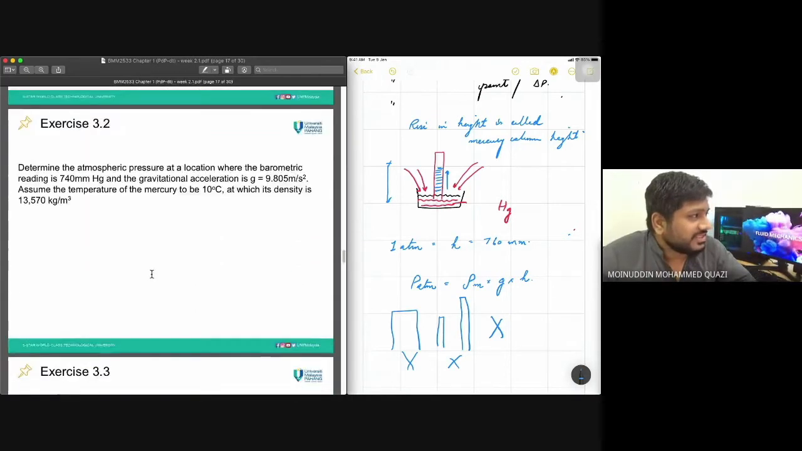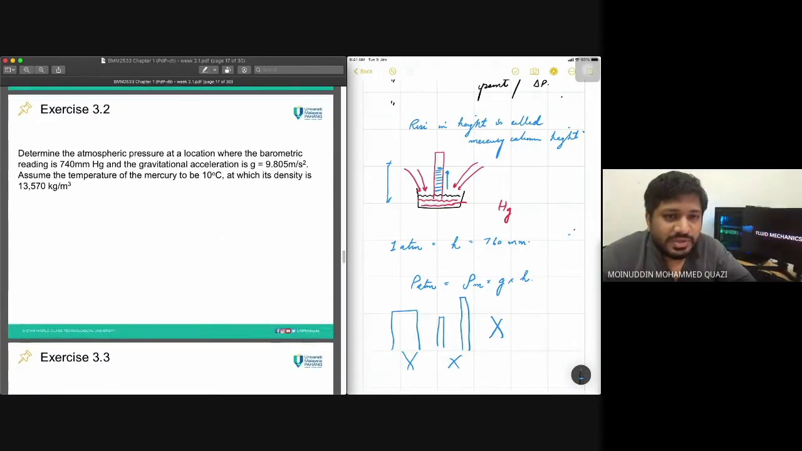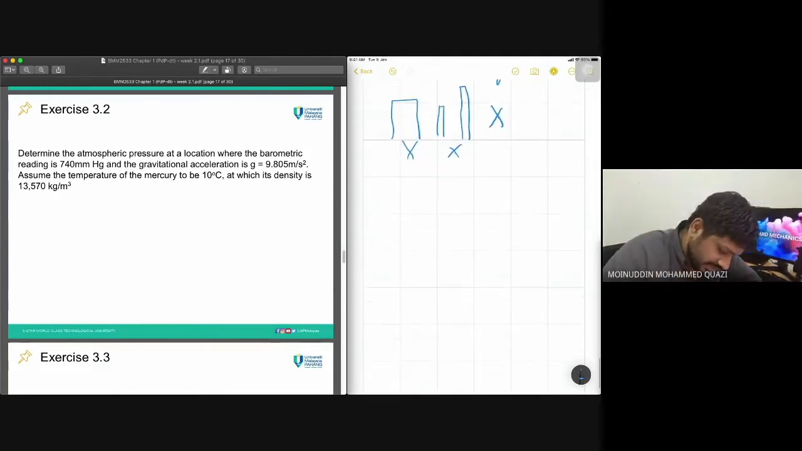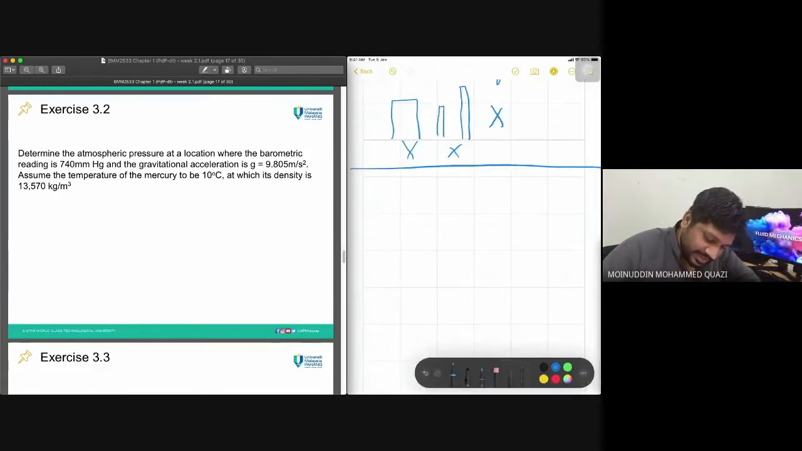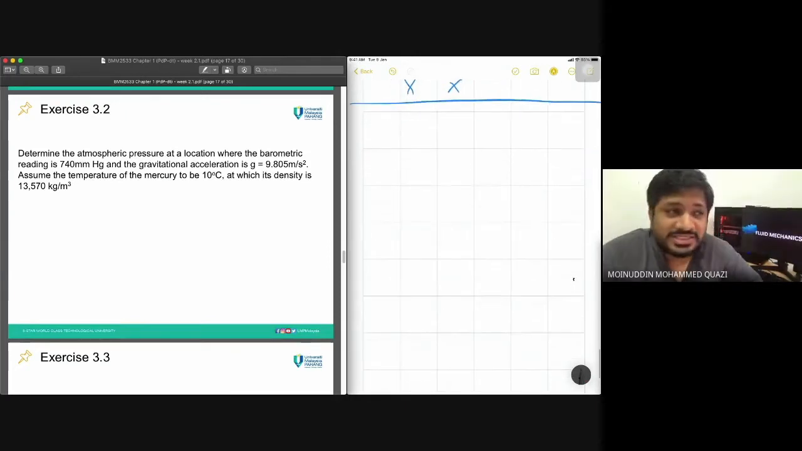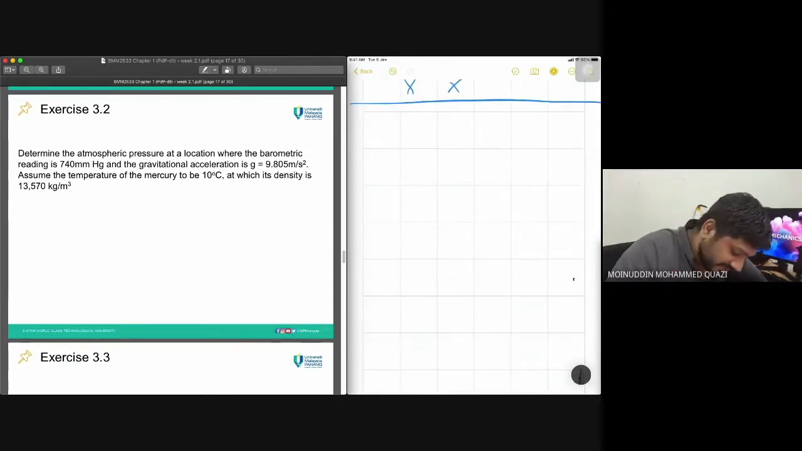So let us do one exercise. We have example 3.2. Let's do the first exercise of fluid mechanics. Now, as I said to you guys, there is a way of solving something, right? So let's write the given data first. The first thing you need to do is write the given data.